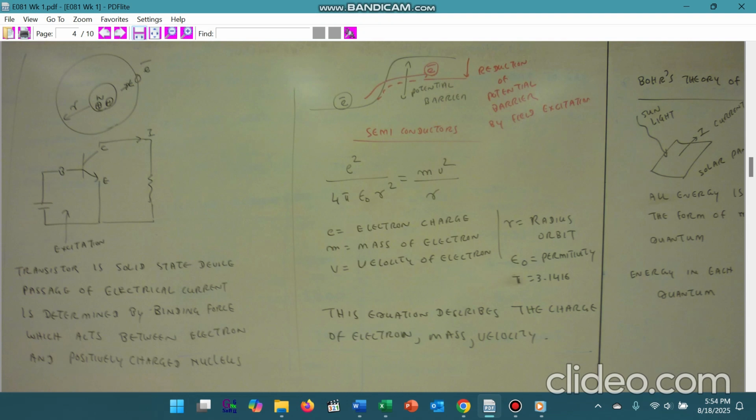E0 will be the permittivity. And in this case, pi is 3.1416. So this equation is the equation to calculate how the electron charge, their momentum, their mass, and the velocity are related.